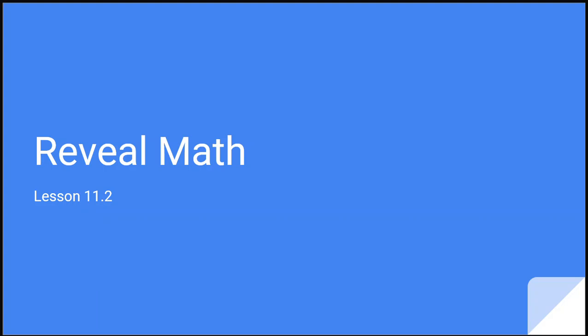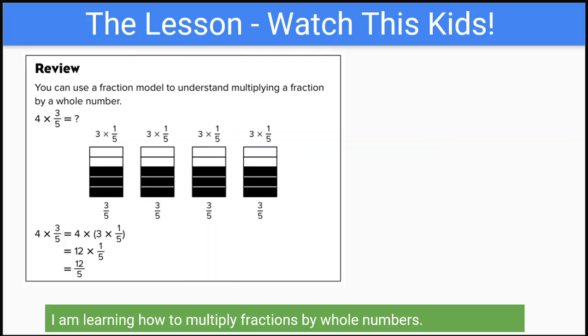Okay, it says you can use a fraction model to understand multiplying a fraction by a whole number. So let's take a look at this right here. It says 4, that's a whole number, times 3/5, that's a fraction. Now, 3/5 is really just 3 times 1/5, right? So here's 3/5, here's 3/5, here's 3/5, here's 3/5. Do you see it? Now, they did that 4 times. They did it once, twice, 3 times, 4 times.